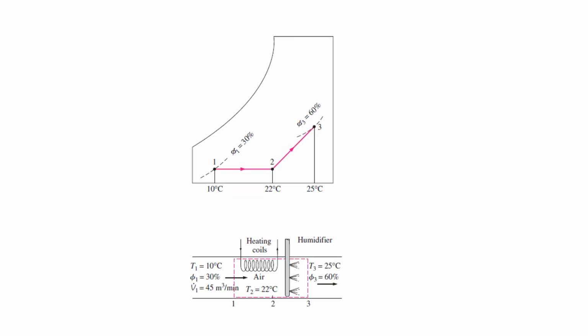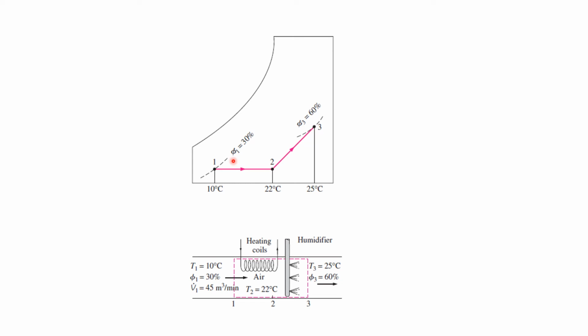So look at the chart here. The process is represented with the help of these two diagrams. As mentioned, 10 degrees C, 30% relative humidity, volumetric flow rate given to you. It passes through a heating coil. As a result of that, your temperature increases to 22, and after this it passes through the humidifying section where a jet of steam is introduced to the air that is passing through. As a result of that, your temperature goes from 22 to 25 degrees C.